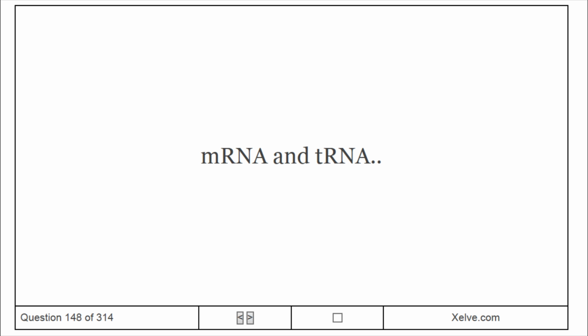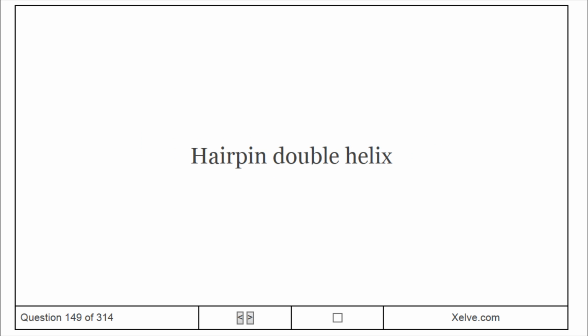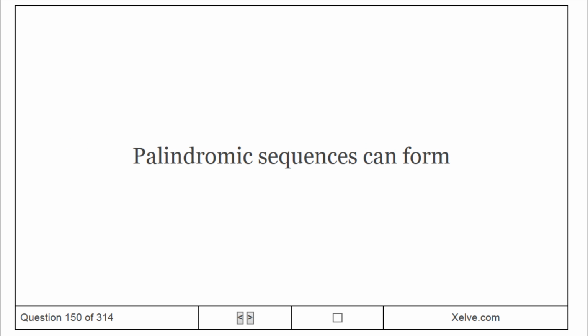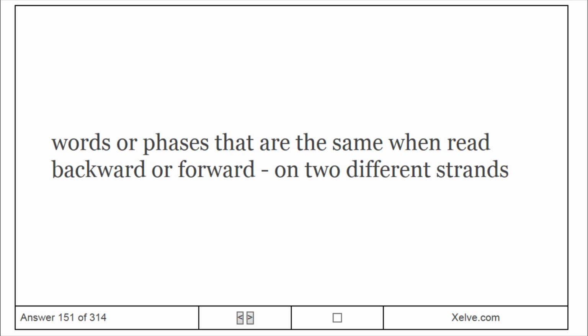mRNA and tRNA transfer genetic information from DNA to proteins. Hairpin double helix: complex structures of RNA are sometimes stabilized by non-complementary base pairing. Palindromic sequences can form hairpins and cruciforms. Palindromes are words or phrases that are the same when read backward or forward, on two different strands.